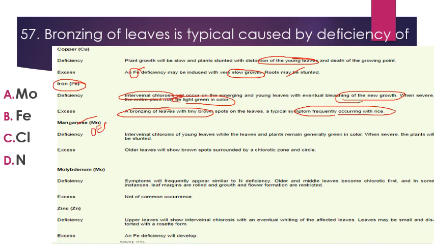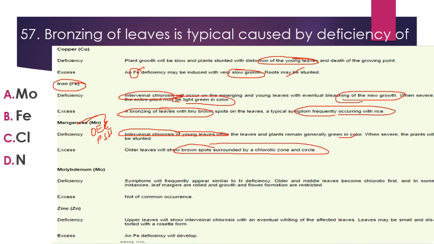Next is manganese. It is a very important component of the OEC, that is the oxygen evolving complex, which is associated with photosystem 2. Water splitting is done by this mineral. Its deficiency causes interveinal chlorosis in young leaves, while the leaves and plant remain generally green in color. When severe deficiency occurs, the plant will be stunted.